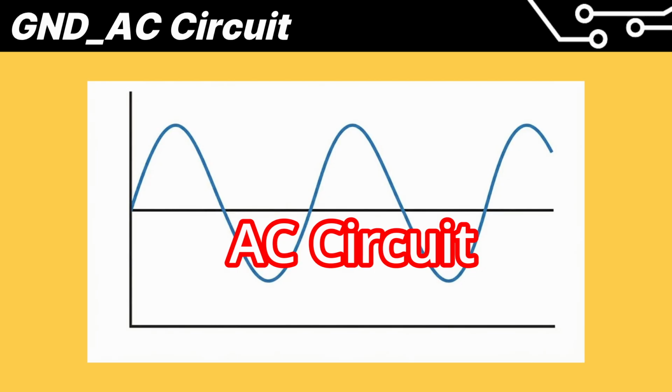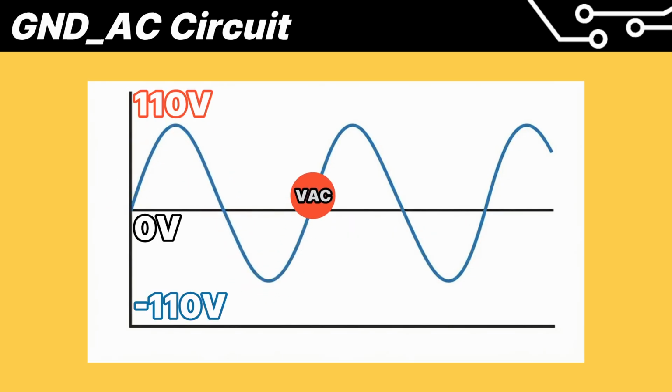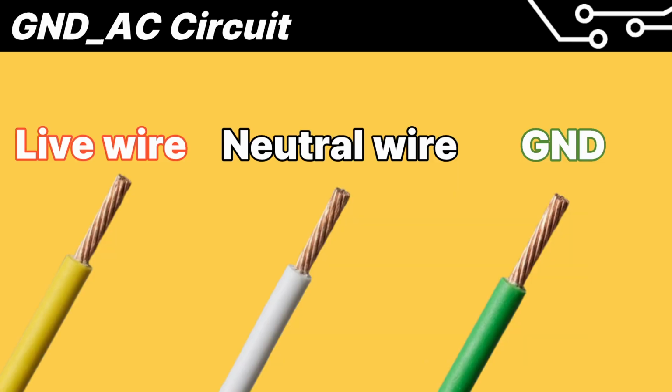Conversely, what about AC circuits? AC circuits are alternating current circuits. These are circuits with a sine wave. This means the voltage on a single line changes. It mainly consists of one live wire, one neutral wire, and ground.